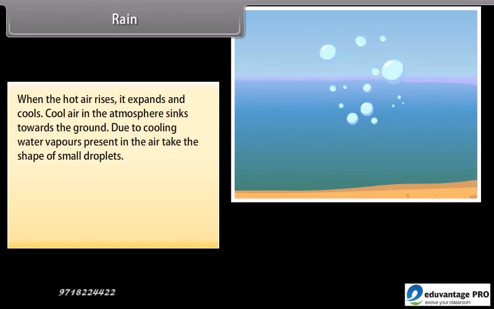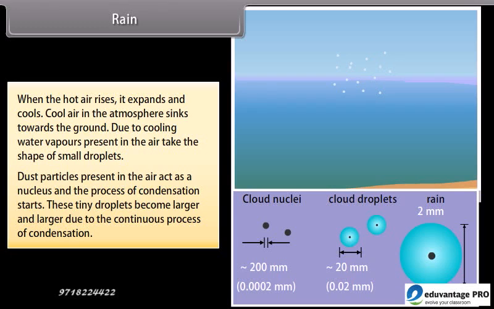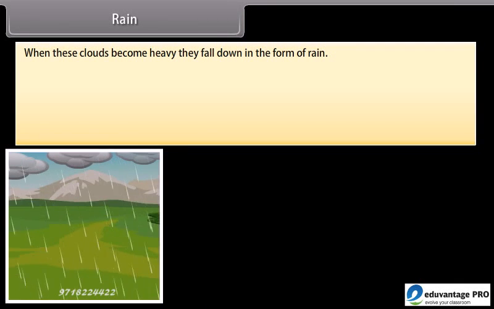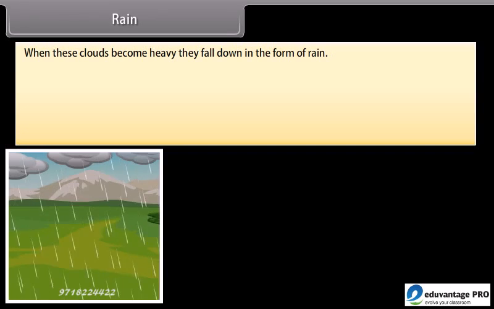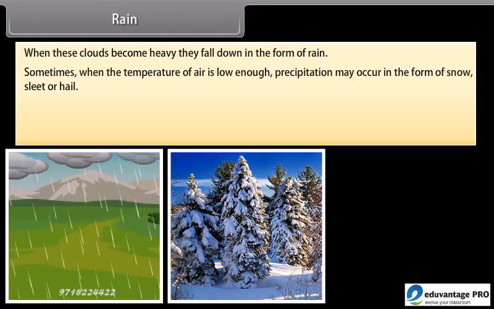Due to cooling, water vapors present in the air take the shape of small droplets. Dust particles present in the air act as a nucleus, and the process of condensation starts. These tiny droplets become larger and larger due to the continuous process of condensation. When these clouds become heavy, they fall down in the form of rain. Sometimes when the temperature of air is low enough, precipitation may occur in the form of snow, sleet or hail.